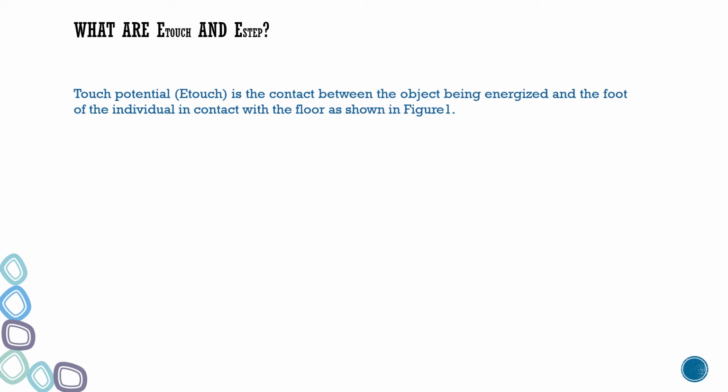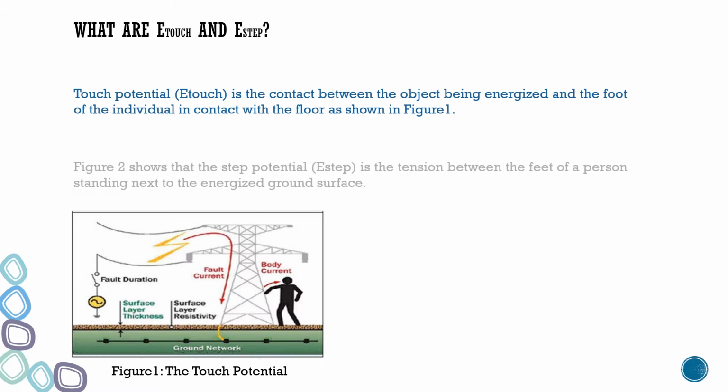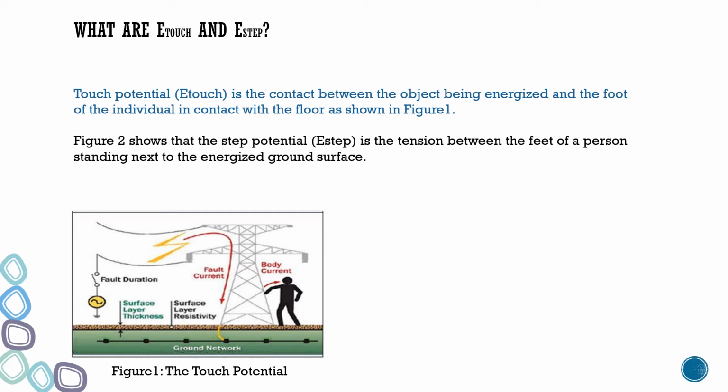What are E-touch and E-step? Touch potential, E-touch, is the contact between the object being energized and the foot of the individual in contact with the floor as shown in Figure 1. Figure 2 shows that the step potential, E-step, is the tension between the feet of a person standing next to the energized ground surface.